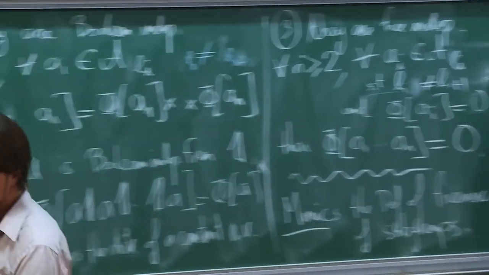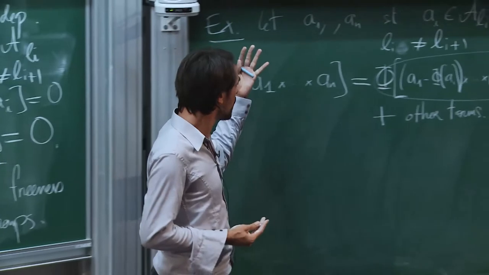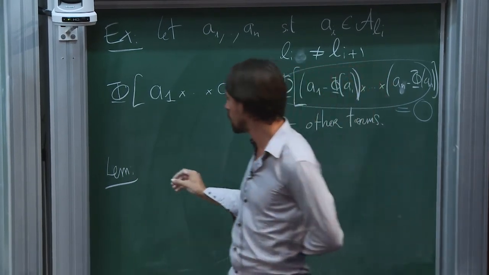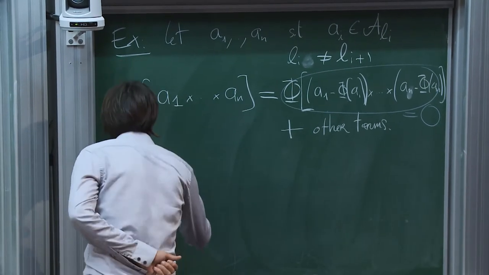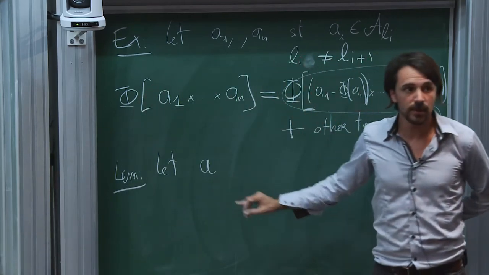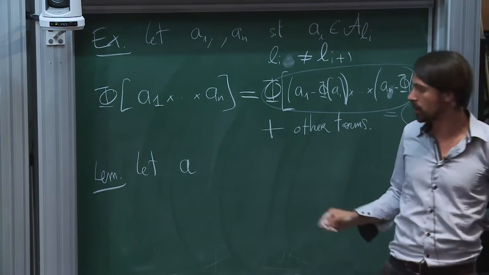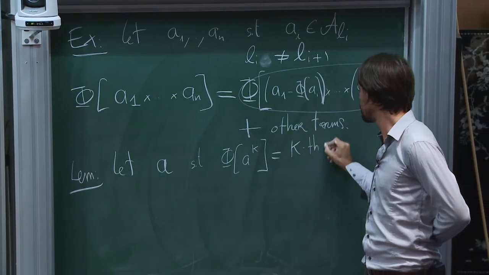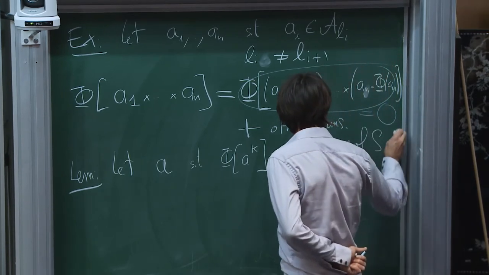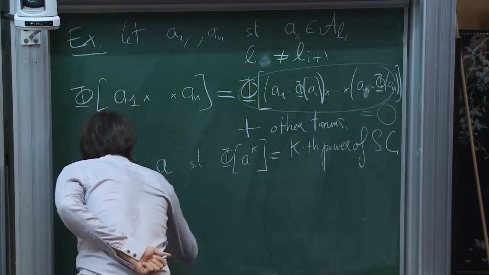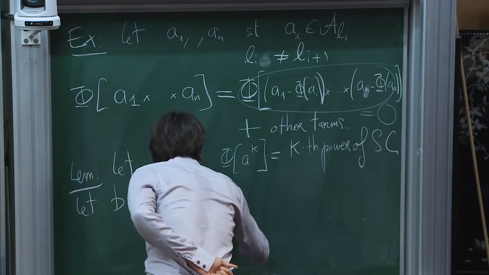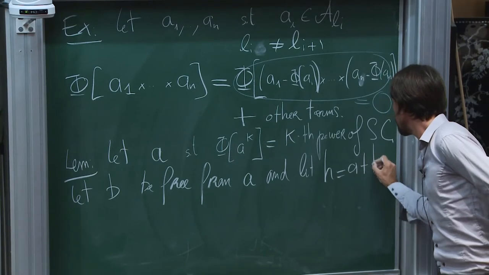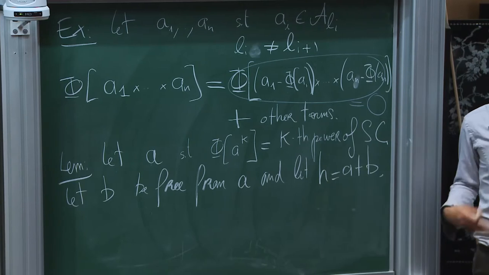So it's more difficult. But yet, a lot of studies have been done on this notion. And we have a more explicit solution to compute that kind of thing in some situations. For instance, let a be a non-commutative random variable distributed according to the semicircular distribution, which means that phi of a to the k is the kth moment of the semicircular distribution. Let b be free from a, and let h be the sum of a and b. What is the distribution of h? How can we compute that?